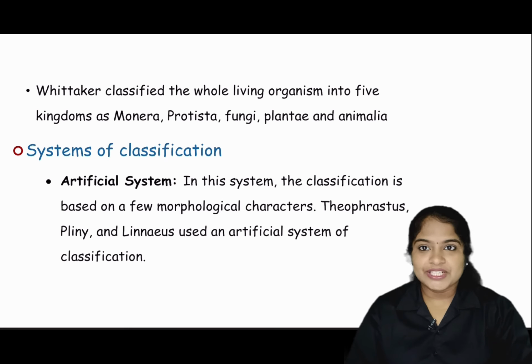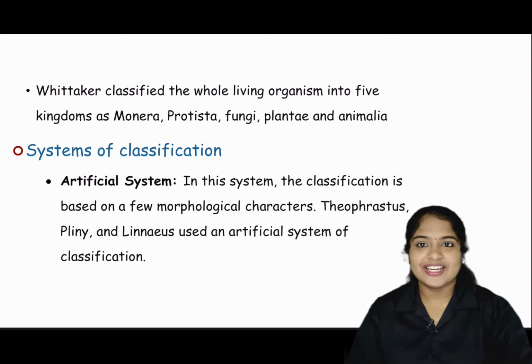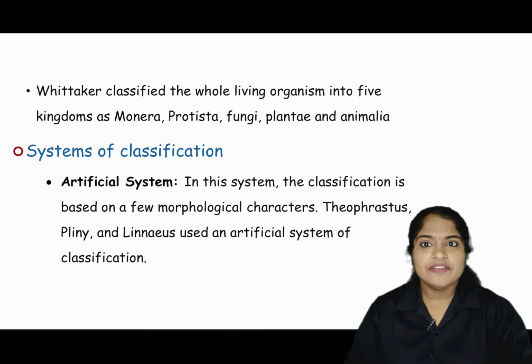In the previous chapter, we learned that R.H. Whittaker classified organisms into 5 kingdoms. Those 5 kingdoms were Kingdom Monera, Protista, Fungi, Plantae, and Animalia. This classification was based on certain characters like cell structure, thallus organization, mode of nutrition, reproduction, and phylogenetic relationships. So in those 5 kingdoms, we are going to learn Kingdom Plantae here. Before that, we are going to see certain systems of classification.